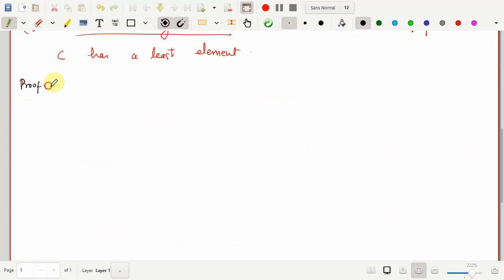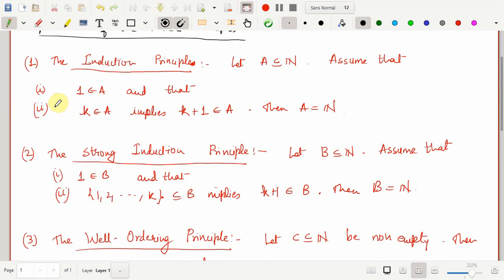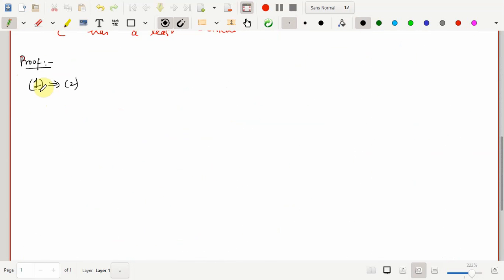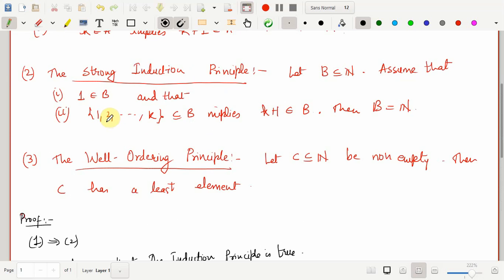In the first step we will prove that 1 implies 2. So we will assume that the induction principle is true. We want to show that the strong induction principle is true.